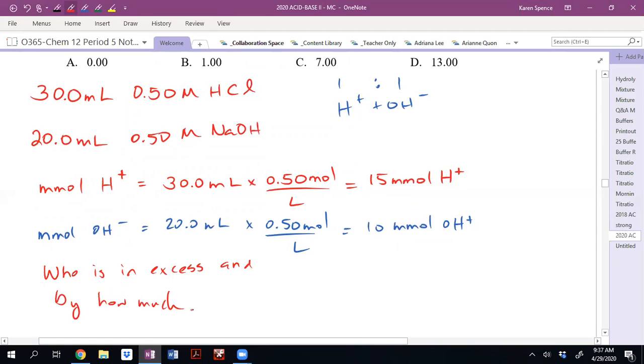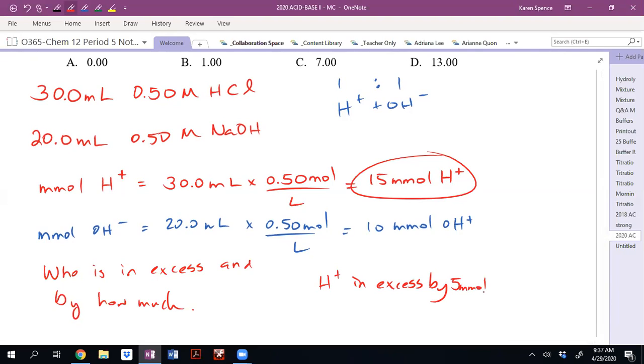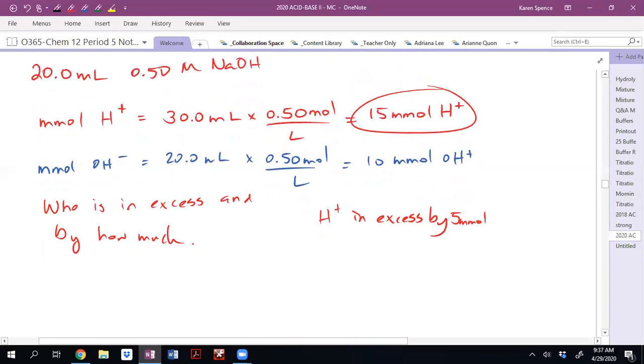Yes, you can just do it the other method. Absolutely. I'm just showing you a different method today just for variety. Okay. Yeah, it's going to be the H plus, and the H plus is in excess by 5 millimoles. The reason I'm showing you this way and not just doing it the other way is that this will work even if they're not the same concentration. Okay, so you would use this method if they weren't the same concentration.